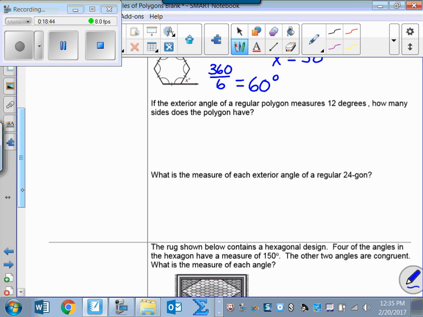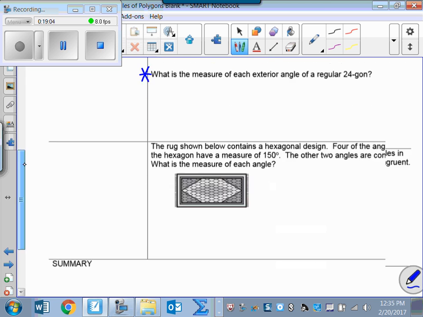Let's see. If the exterior angle of a regular polygon measures 12 degrees, how many sides does the polygon have? Ooh, that'll be a good one for you. I'll save that one. What is the measure of each exterior angle of a regular 24-gon? That's another good one for you. I do not want to spoil the fun by doing it for you.